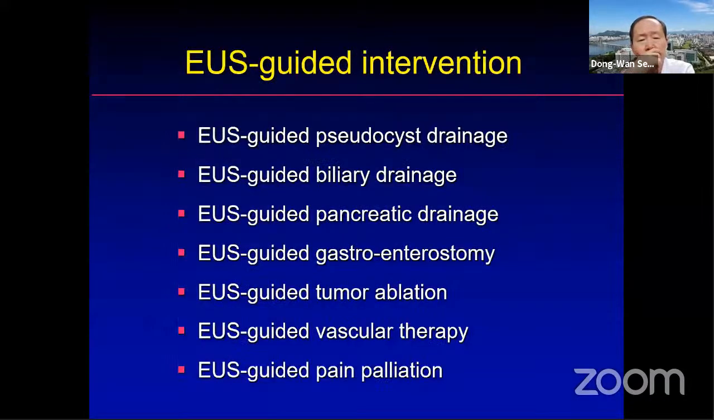During the last decade, EUS-guided intervention made remarkable progress. It started from EUS-guided pseudocyst drainage, then moved to biliary drainage, pancreatic drainage, and gastroenterostomy. And nowadays, we are doing EUS-guided tumor ablation and vascular therapy and pain palliation.